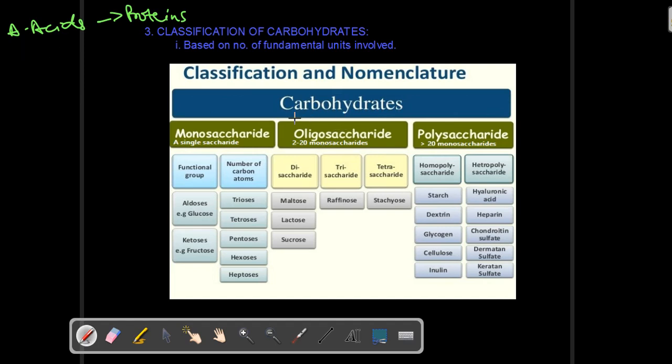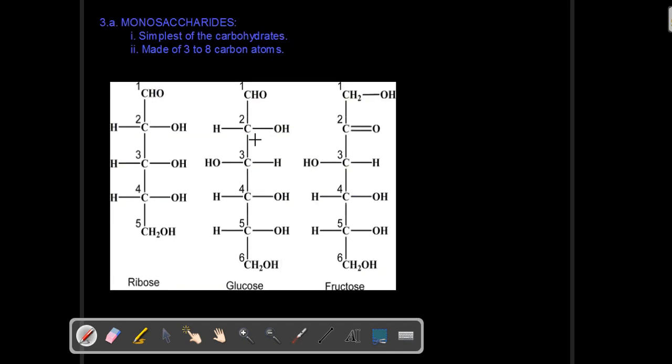Similarly, carbohydrates can be classified into three types: monosaccharides, oligosaccharides and polysaccharides. And what are the bases? How many fundamental units are present? The fundamental or building unit of a carbohydrate is the monosaccharide itself, and let us first see a monosaccharide. Here you have three monosaccharides: ribose, glucose and fructose. There are many other monosaccharides, a large number of them, but we are taking an example of these three. You can see that a monosaccharide is the simplest kind of carbohydrate.